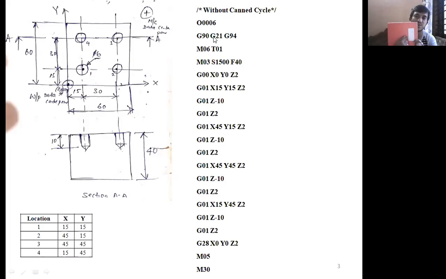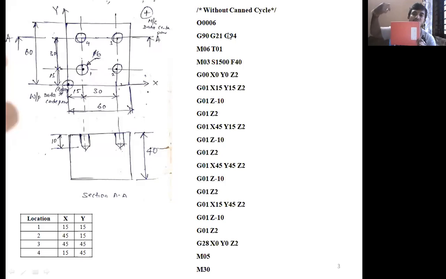So if you measure the location coordinates for the first hole with respect to the origin, how much in x, how much in y, you measure it in millimeter. All dimensions are in millimeter. That is G21, input values in millimeter. G94 stands for what? Feed rate in mm per minute. Right? This second line shows the initial G codes.